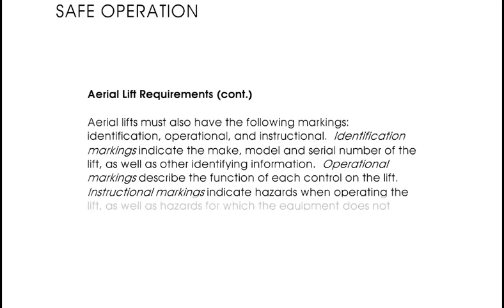Aerial lifts must also have the following markings: identification, operational, and instructional. Identification markings indicate the make, model, and serial number of the lift, as well as other identifying information. Operational markings describe the function of each control on the lift. Instructional markings indicate hazards when operating the lift, as well as hazards for which the equipment does not provide protection.